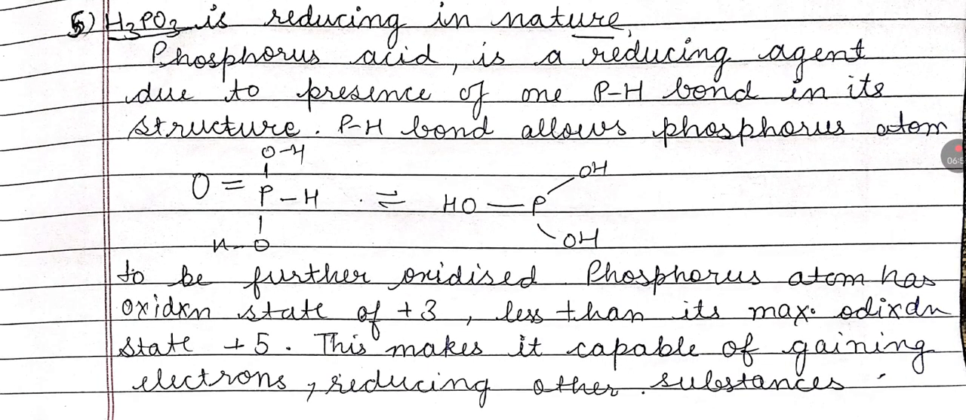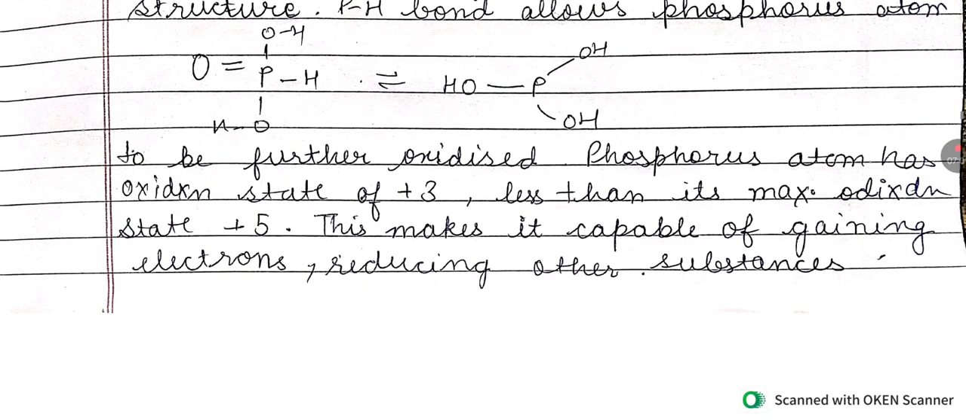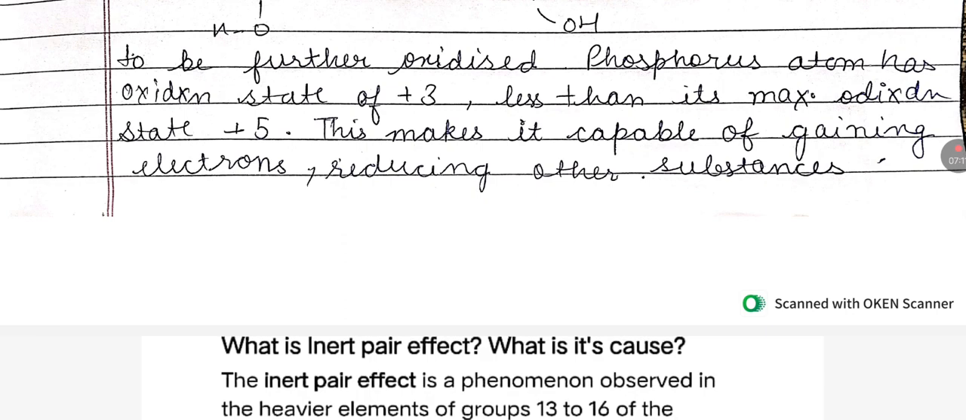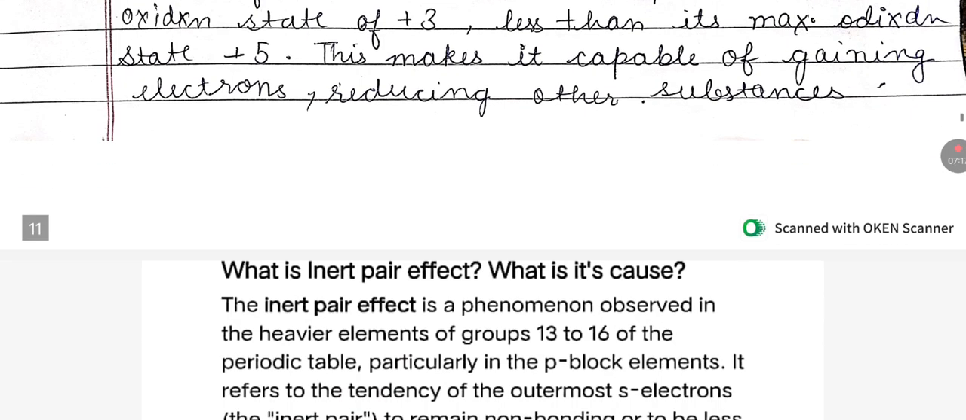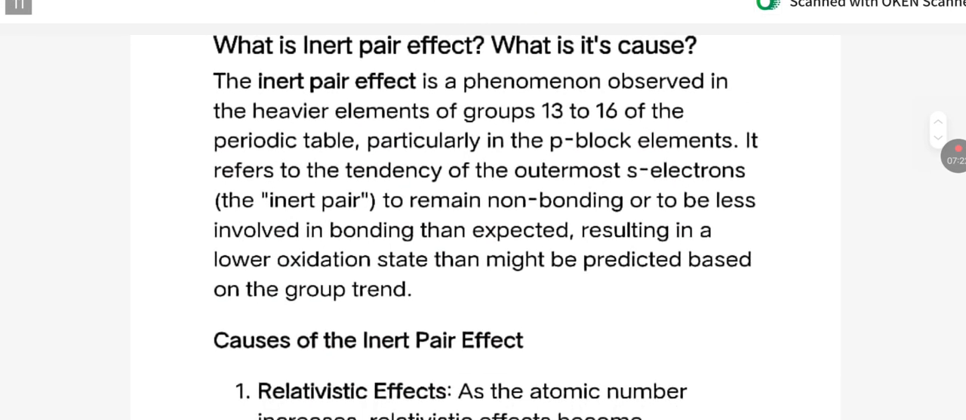Why is phosphorus acid reducing in nature? Phosphorus acid is a reducing agent due to the presence of one phosphorus-hydrogen bond in its structure. The phosphorus-hydrogen bond allows the phosphorus atom to be further oxidized. Phosphorus has an oxidation state of +3, less than its maximum oxidation state of +5, which makes it capable of reducing other substances.